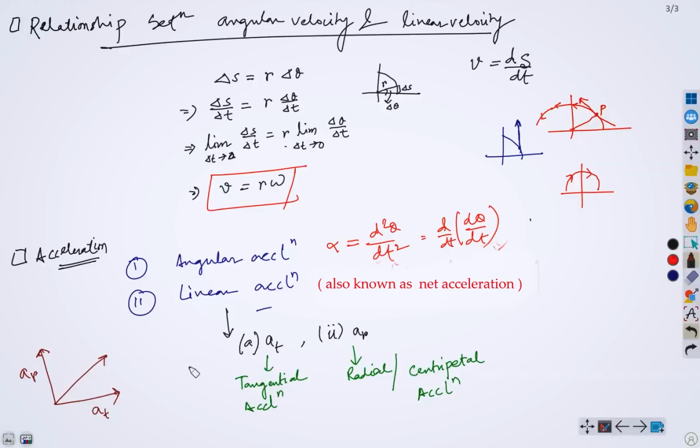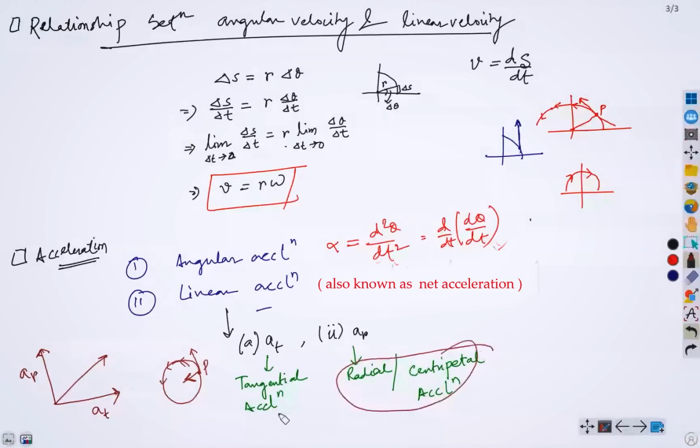For that reason it is called radial acceleration. So in a circular path, let's say a particle is moving: centripetal acceleration acts along the radius in this direction, and tangential acceleration acts along this direction. I am assuming that the particle is moving in the anti-clockwise direction. This is a very important concept.